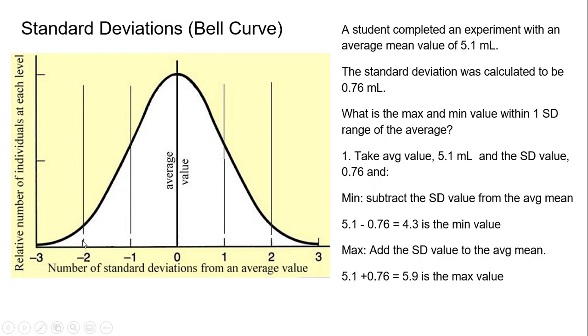I'm not going to explain these more than that, but here's a 1, here's a 1. So this number here falls within this 1. So what is the minimum and maximum value within 1 standard deviation range?